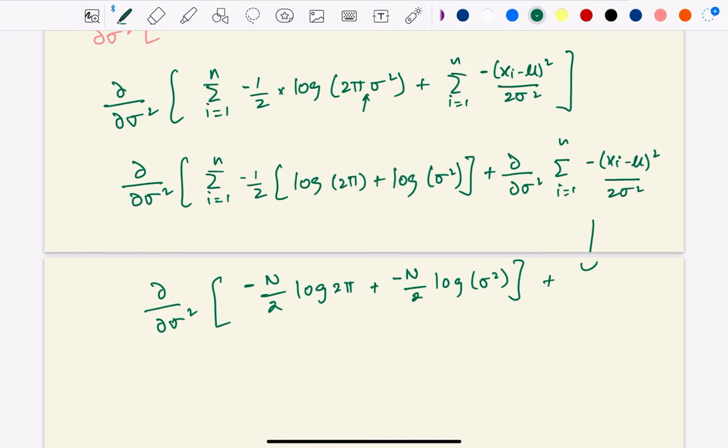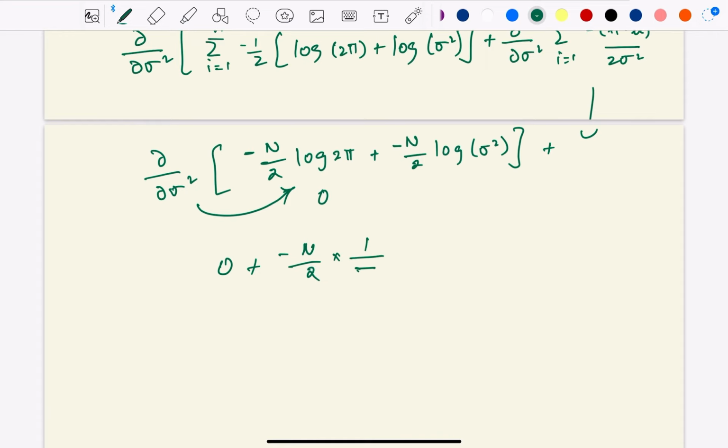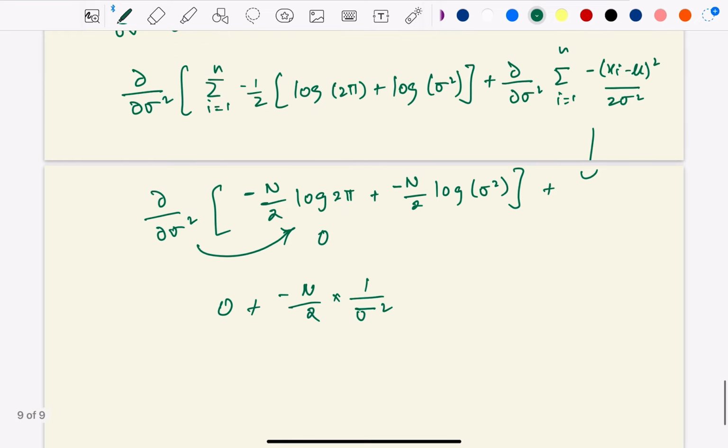plus this term. Okay, so for ease of convenience I'm not writing it again. So whenever you derive it with some constant, there is no sigma square, so it will become 0. 0 plus minus n by 2 into log, derivation of log x is 1 by x, right? 1 by sigma square plus this part. Now if you do the derivation for this, this part comes before, this part is constant, right? By 2 is also constant.